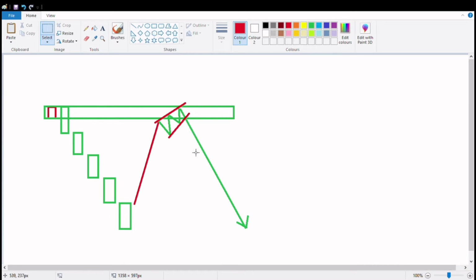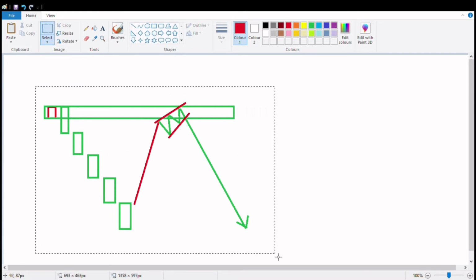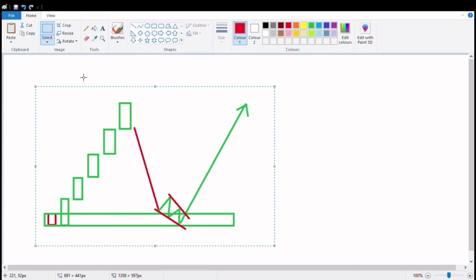So on our bullish setup, here's what's going to happen. We're just going to flip what we did, and that's just about what's happening when you are looking at our bullish setup. That's just about it.